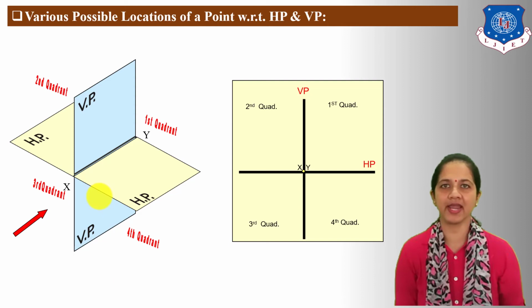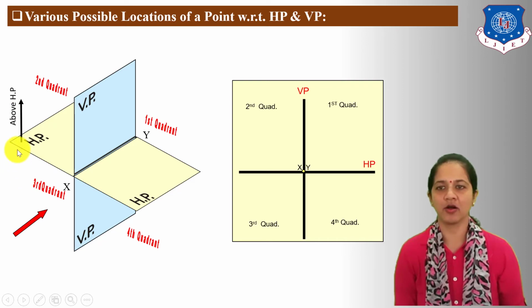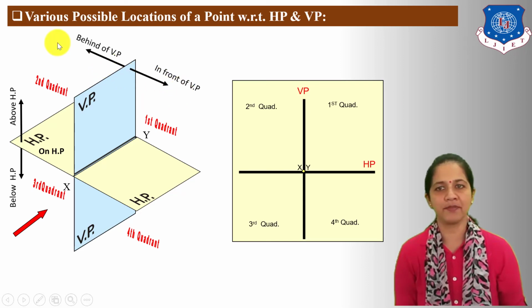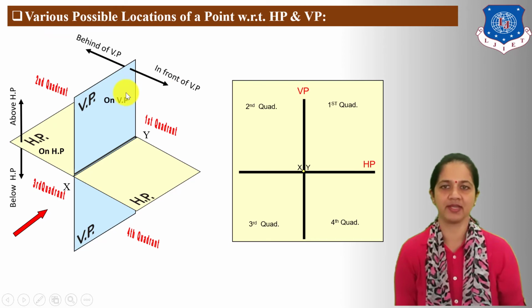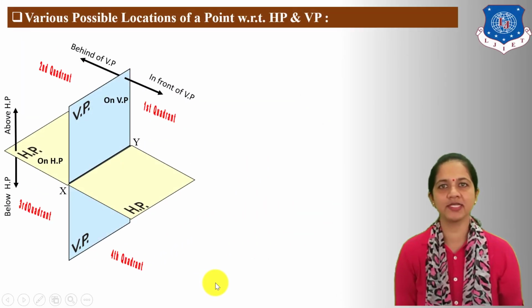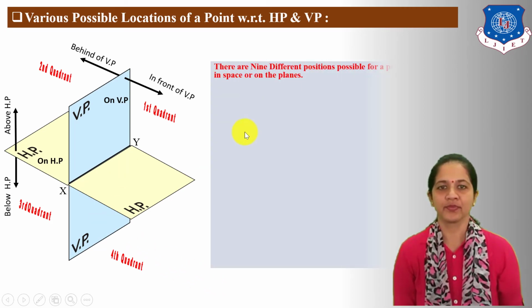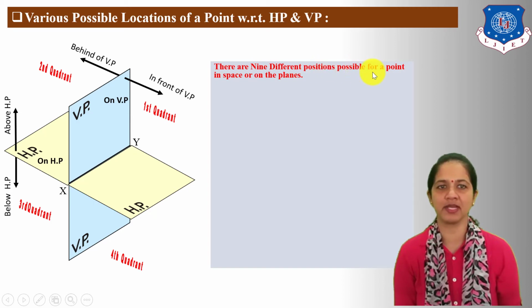Now, how do we define any point with respect to the horizontal and vertical planes? With respect to the horizontal plane, any point is defined either above HP or below HP or on HP. With respect to the vertical plane, any point is defined either in front of VP or behind VP or on VP. Next, let us understand various possible positions of a point in space or on the plane. There are 9 different positions possible for a point in space or on the plane.